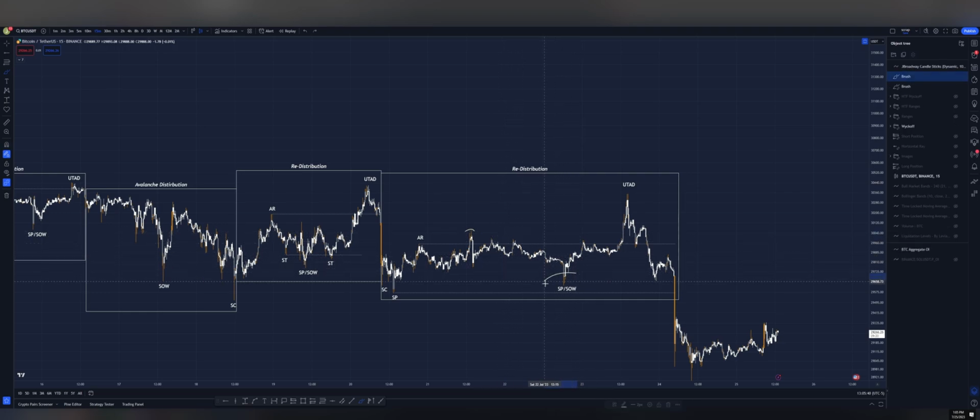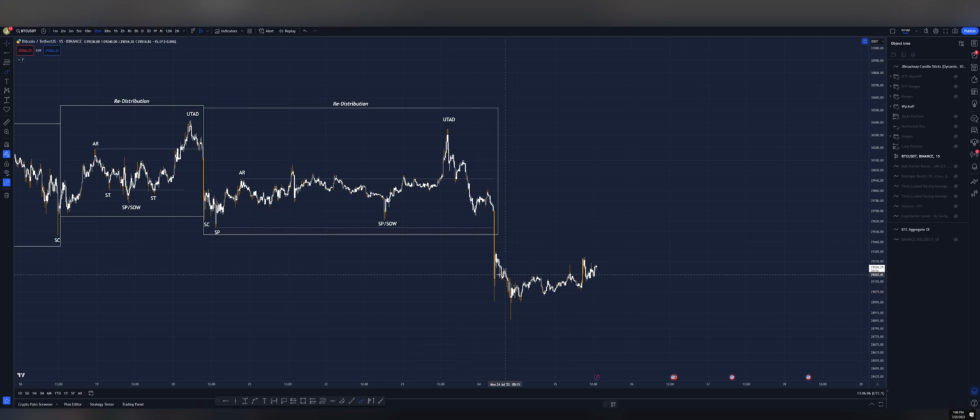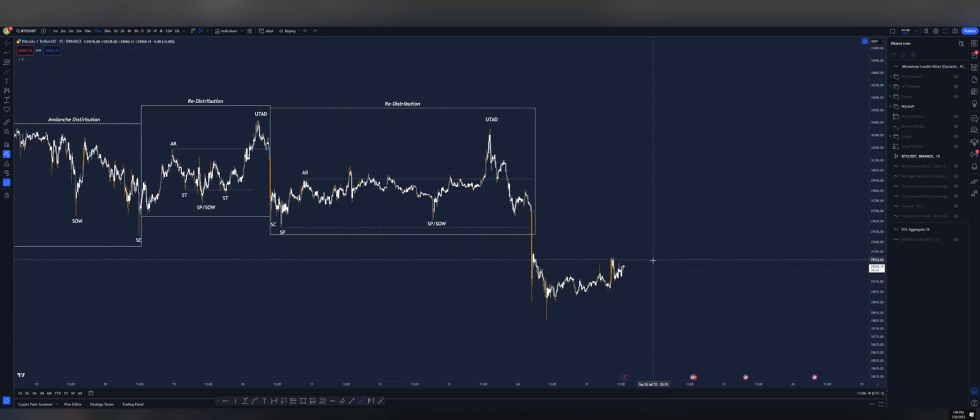And then here, of course, you have your sign of weakness and your spring, which is basically coming to mitigate the volume that happened right there. And that is the start of the mini markup, which creates this UTAD. And of course, this UTAD coincides with probably a mitigation of the orders that happened in that order block. And then we broke down, okay? And then of course, I'm waiting to see whether or not this is a reaccumulation or a redistribution.